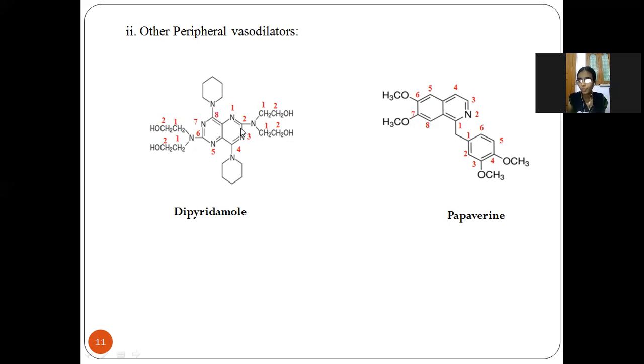So in first, third, fifth and seventh position, the nitrogen groups are attached, and in second and the sixth position, amide groups are there, and this amide groups are attached to the ethanol groups. So 1, 2, 3, 4 ethanol groups are there, and fourth and eighth positions are attached to the piperidine structure. See here, two piperidine structures are there. Next one is papaverine structure.